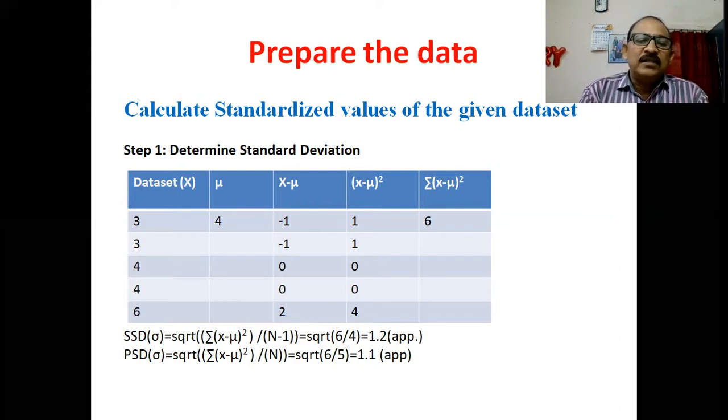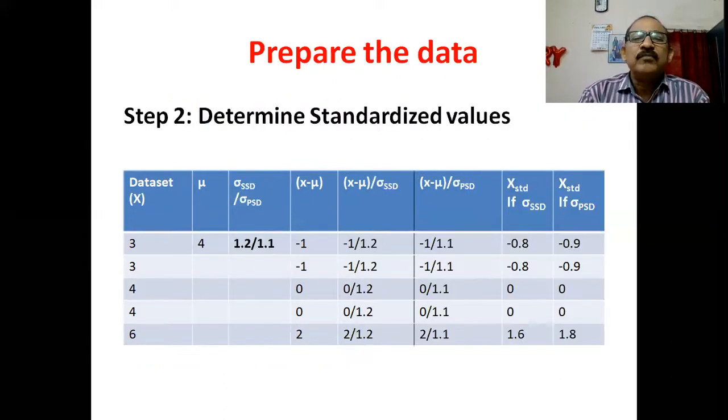If it is the SSD, then you can use the formula square root of sigma (x minus mu) squared upon n minus 1, where n is the number of values in a feature. For this data set, SSD is 1.2 and PSD is the square root of sigma (x minus mu) squared upon n, and it comes out approximately 1.1. The first step, we determine the standard deviation. So using these two formulas, you can determine the standard deviation. Next we compute the standardized value.